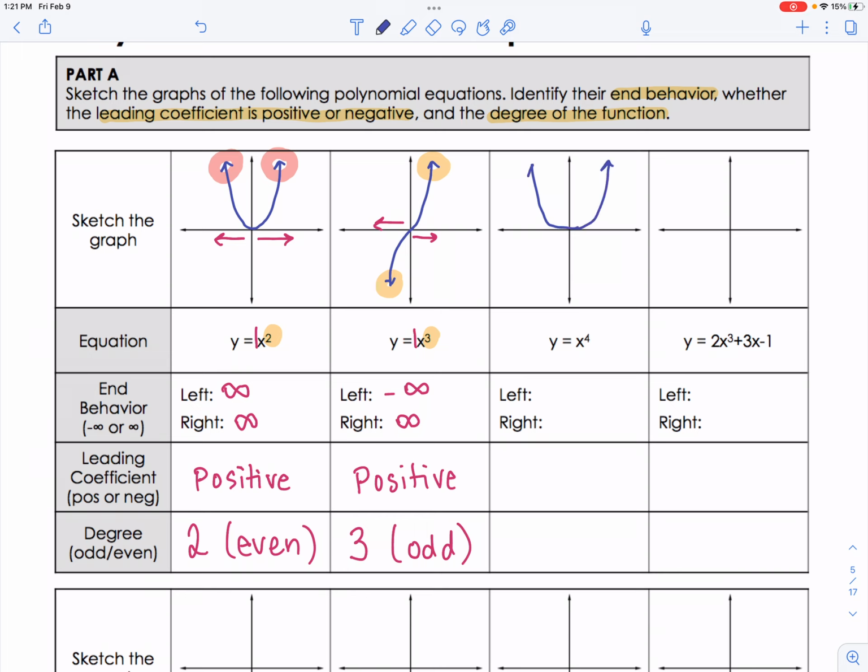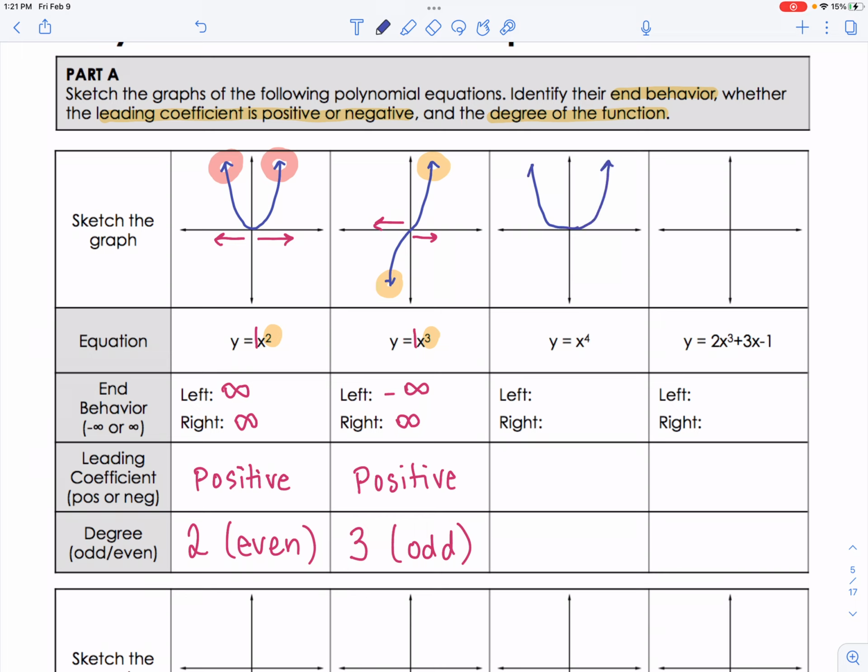So if we use x squared to help us with that, it makes it really easy to do. So we ask ourselves, we read this as x approaches.